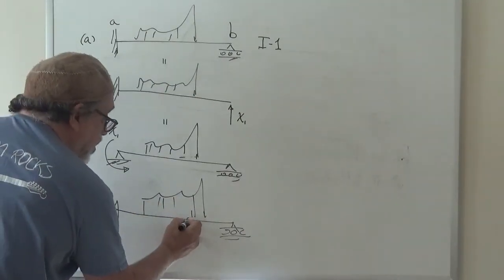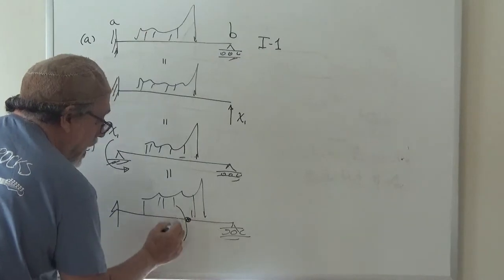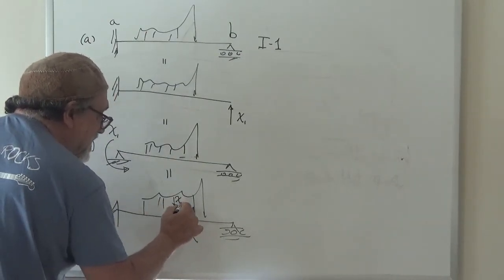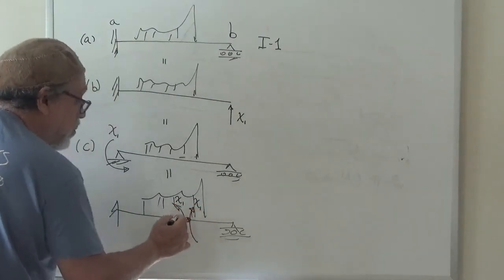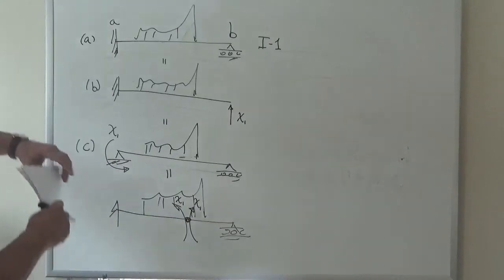In this case I put here a hinge, and so I can say that this is also equal, and now my unknown x1 is the moment that exists at that hinge, at the location where that hinge is on the real thing, and that I have to replace by x1.